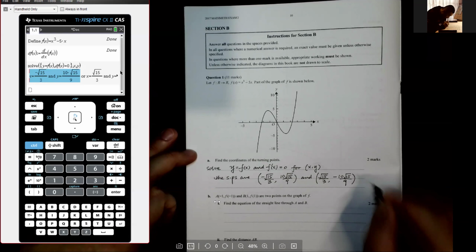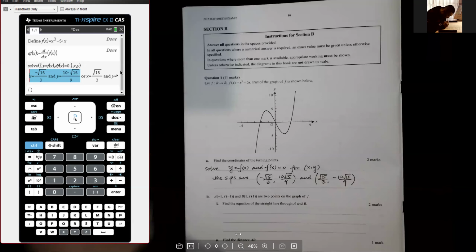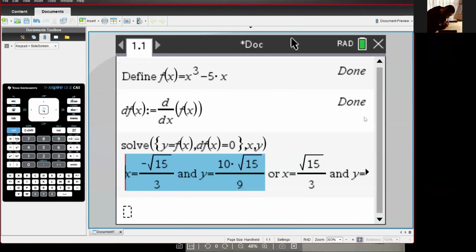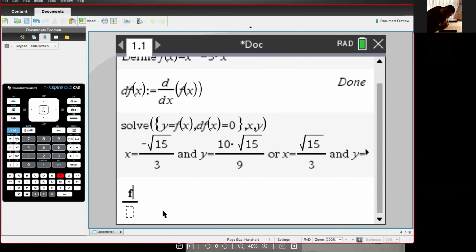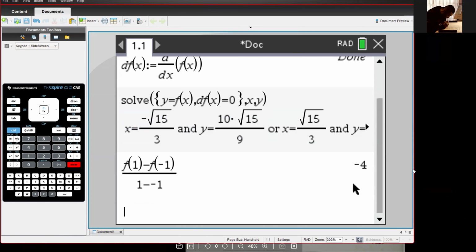Next, we want to find the equation of the straight line through point A and point B, where we have the coordinates -1, f(-1), and 1, f(1). And then we want to find the distance AB. So I'm going to focus on the CAS calculator output here. Actually, I should say, let's find the gradient first. The gradient is f(1) take away f(-1), divided by 1 minus -1. So the gradient is -4.